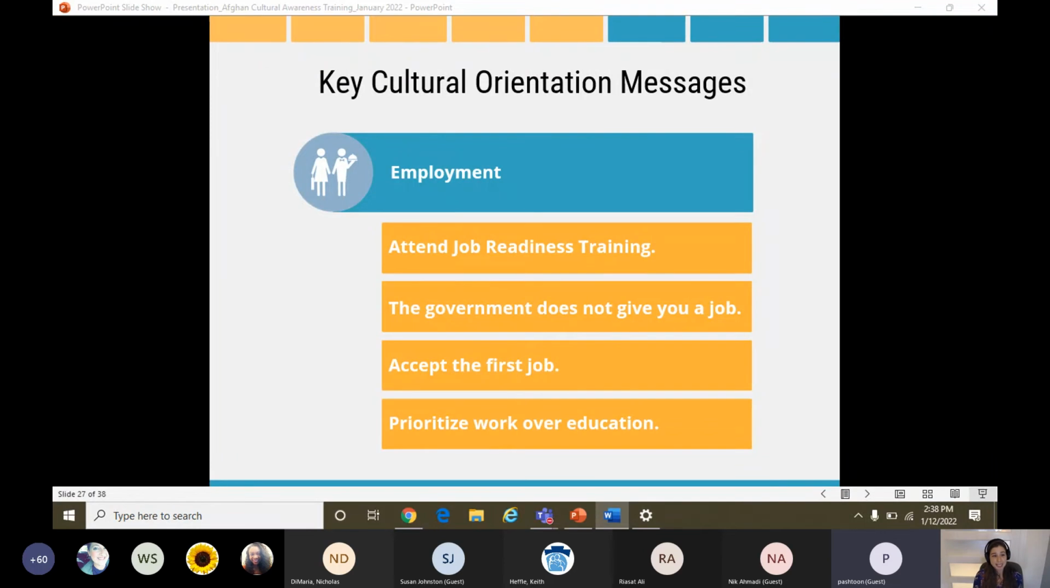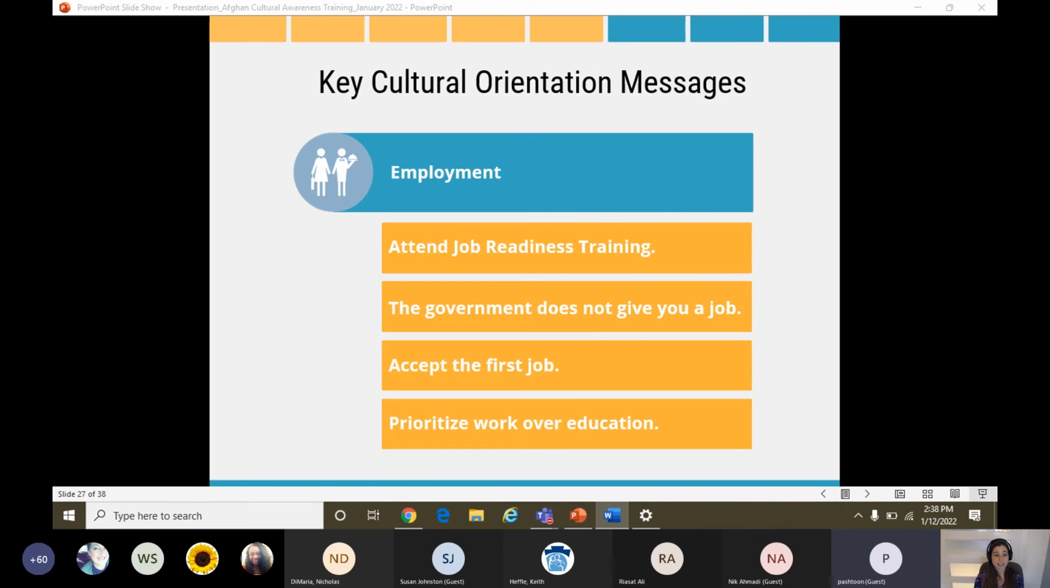So there are 4 key cultural orientation messages related to employment that you can incorporate into your service delivery. These messages are included in the objectives and indicators for cultural orientation that I explained earlier. So first, there are responsibilities associated with the types of assistance you receive, such as attending a job readiness class. Second, employment is not guaranteed by the government. You play a central role in obtaining employment in the United States.